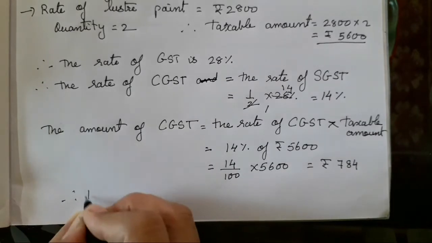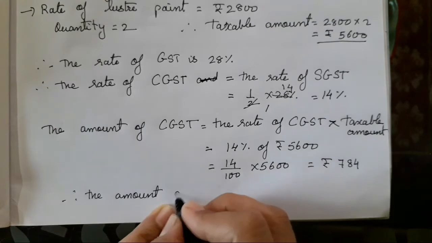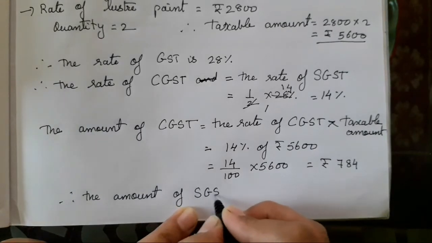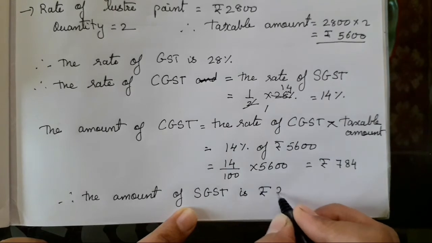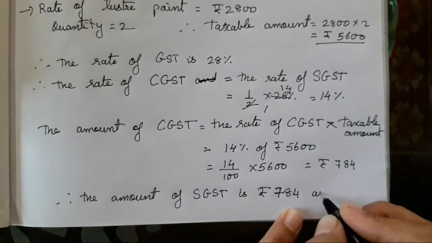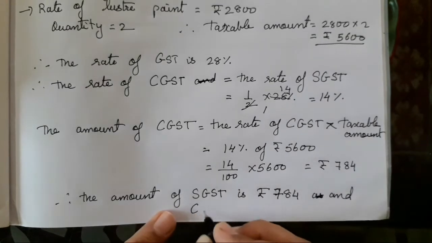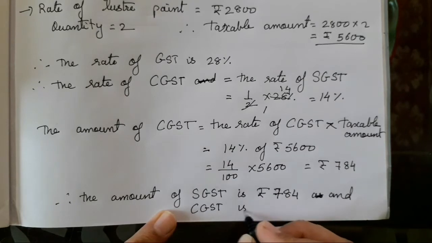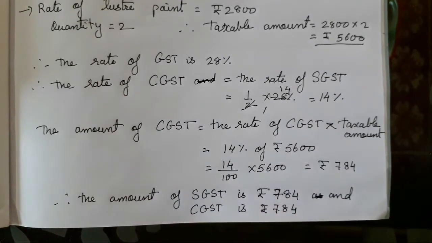Now the amount of SGST is rupees 784, and CGST is rupees 784, because these are equal, isn't it? So both the answers are going to be the same.